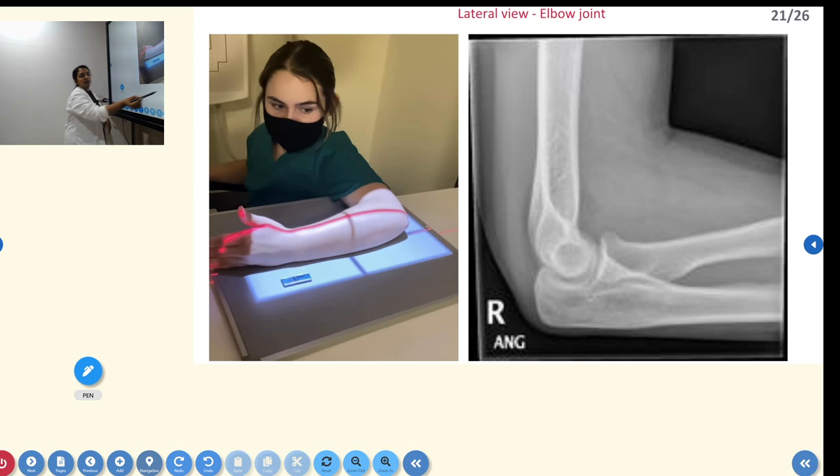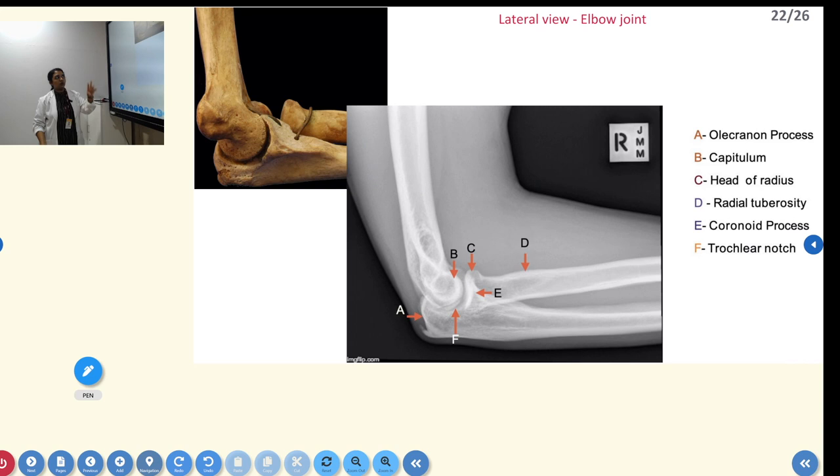See here also, this is a dry specimen. This is the medial epicondyle, as you can notice, it is projecting medially. Now this is the olecranon process of the ulna. This cavity is called the trochlear notch. Here we have the coronoid process, and this is the capitulum. You can see it is projecting beyond the anterior edge of the shaft of the humerus, and articulating with the capitulum is the head of the radius.